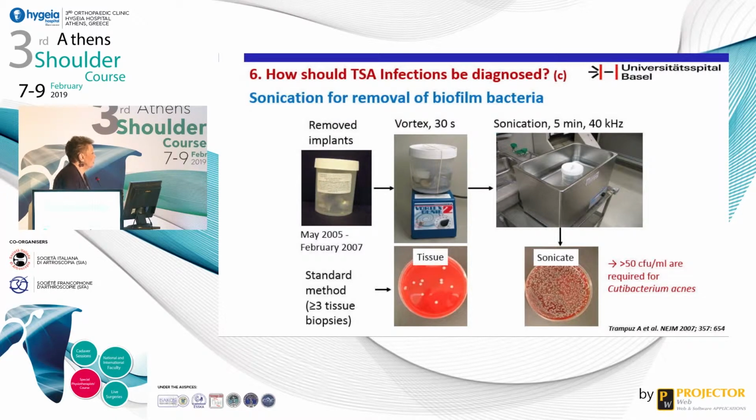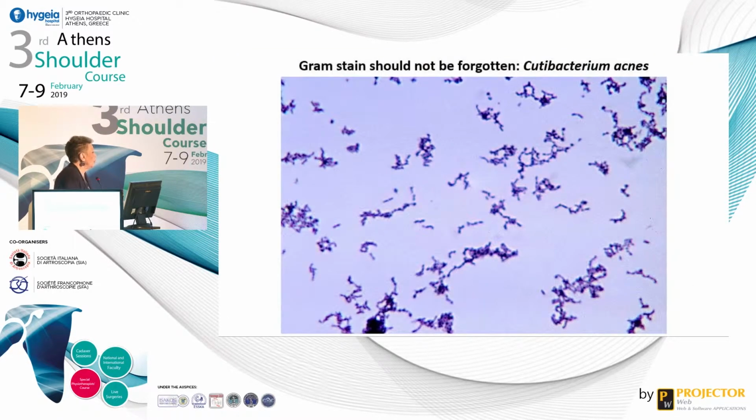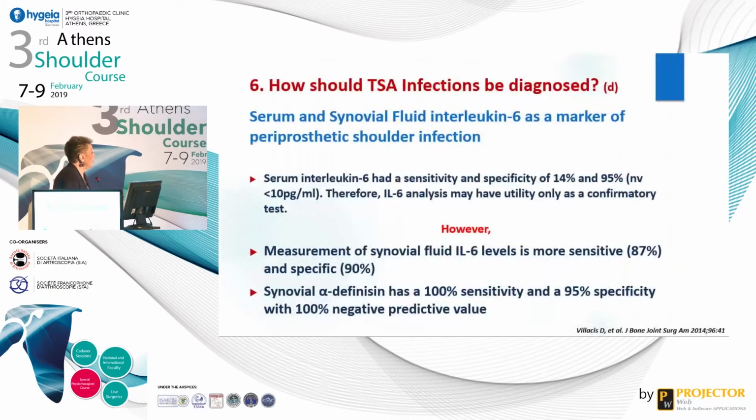We just started working in that field, and it seems this is without sonication, just few colonies, while if there is sonication, then we need more than 50 colonies of Cutibacterium acnes to be sure what we are dealing with. So this is the Gram stain, and you still have to cooperate with the micro lab, not to forget to prepare a Gram stain for you.